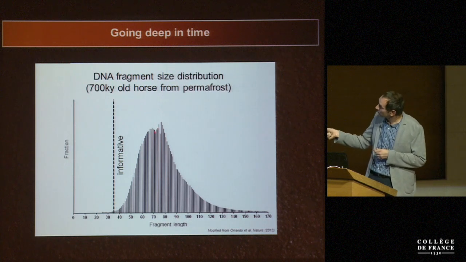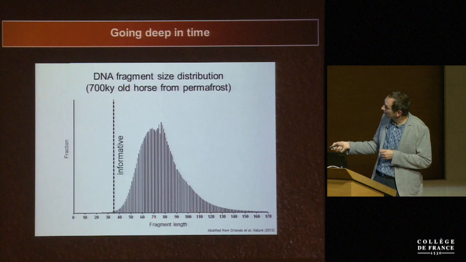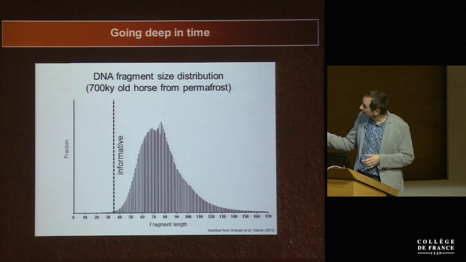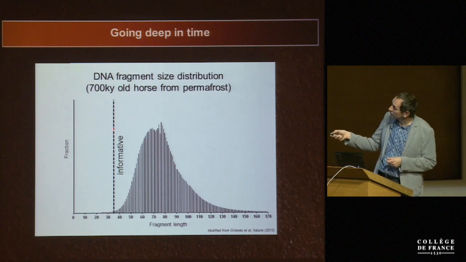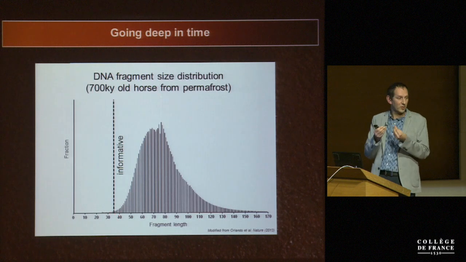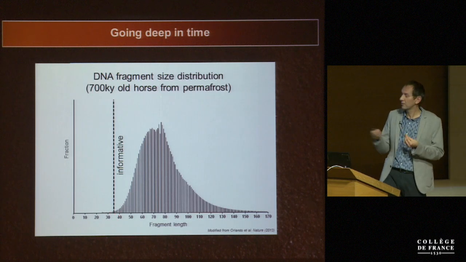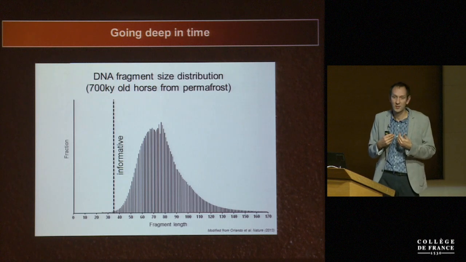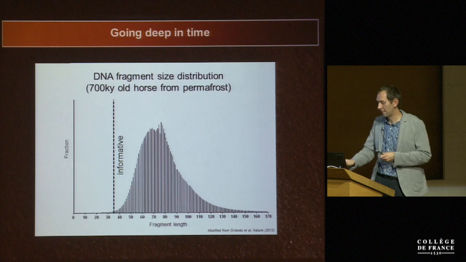This is the size distribution of DNA sequences that you see, and it centers around 70 base pairs. So it's extremely short DNA, but as indicated here, we could make use of even shorter DNA fragments. About 35 base pairs would still be informative for us to identify as a horse or, in what we're interested in, as a Neanderthal sequence. So there's some more potential here.